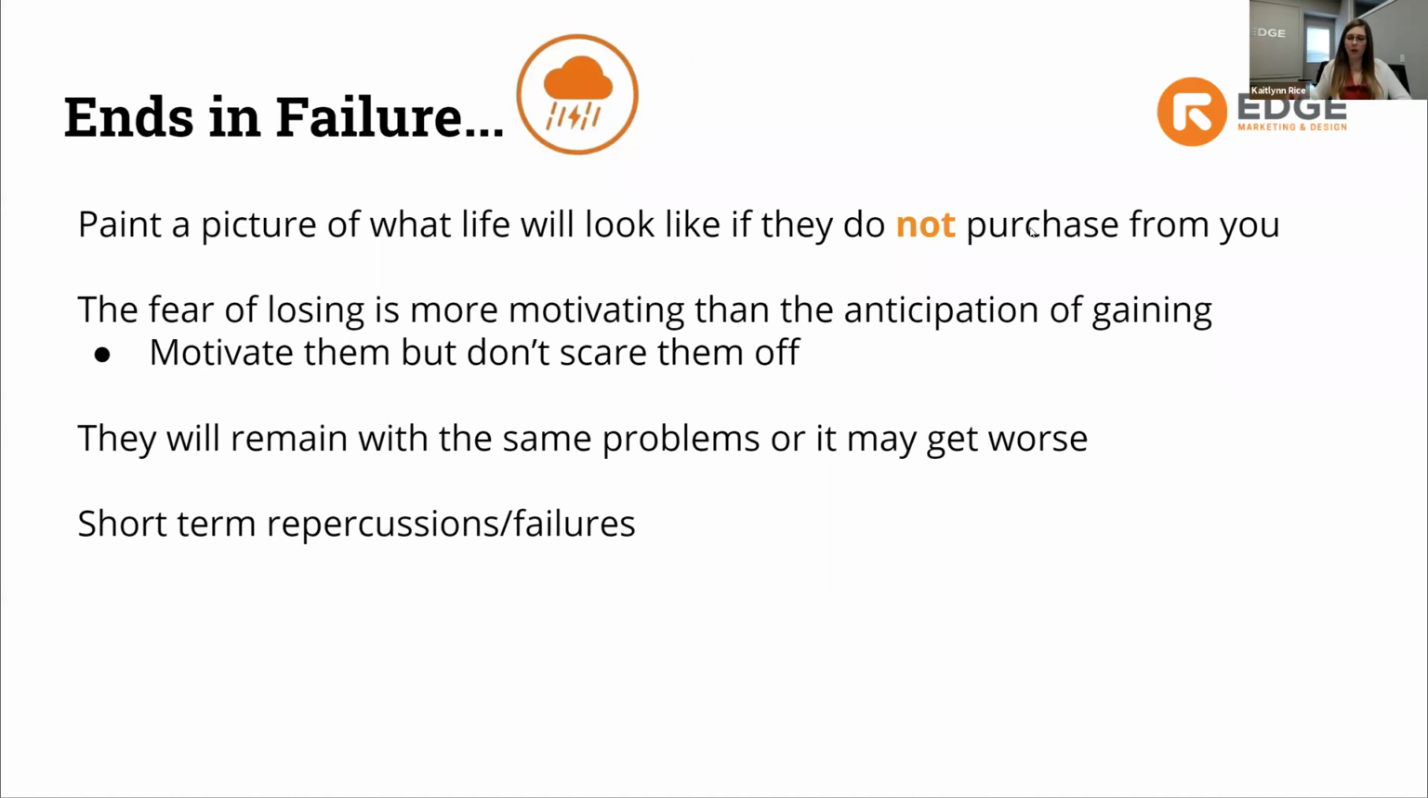Once we have the plan all set up for your customer, you want to create a vision for them both if they buy your product and if they don't. If they don't buy your product or service, they are going to experience failure. So we want to create a picture for them: you're going to continue to experience these problems and they might even get worse if you don't do business with us. The fear of losing is actually more motivating than the anticipation of gaining.